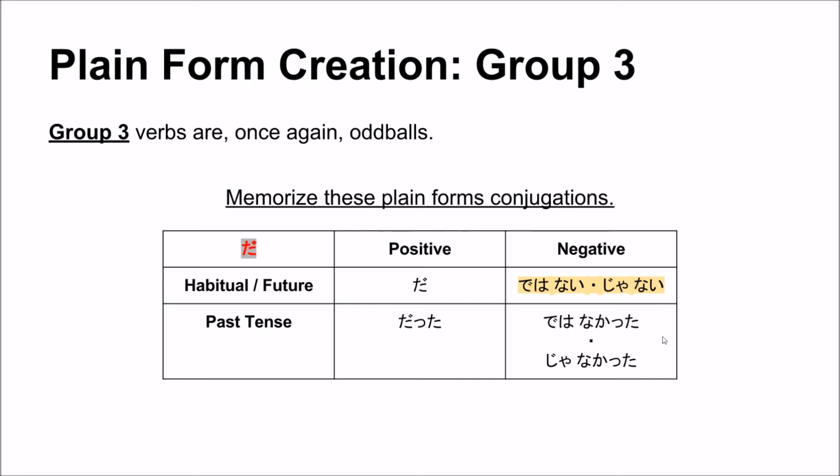So here we go. Da, something is. Dewa nai, janai. This dewa can turn into a ja. If you say dewa really quickly, dwa, dwanai, you almost get a ja sound if you do it really quickly and crazily. The past tense is datta, something was. Dewa nai turns into dewa nakatta. Janai turns into janakatta. Hopefully you see the i turning into the katta form thing going on there. Yeah, dog.